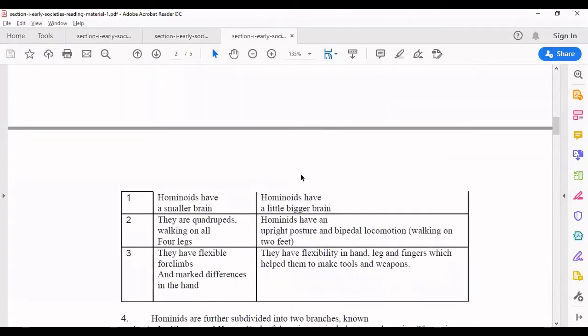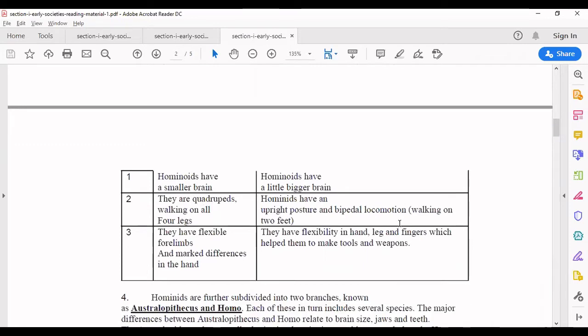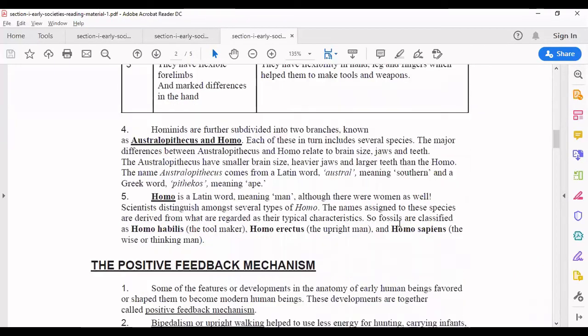Hominoids have a smaller brain, and hominids have a larger brain. Hominoids were quadrupeds, that means they walked on four limbs, two hands and two legs, and hominids had bipedal locomotion. Hominoids have flexible forelimbs and marked differences in the hand. Over here, they have flexibility in the hand, leg and fingers that helps them to make tools and weapons.